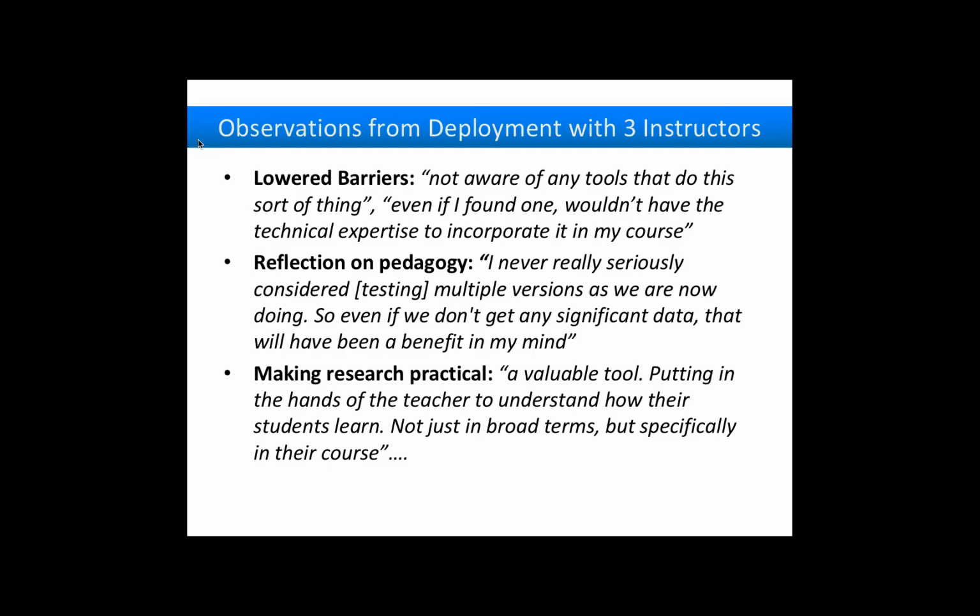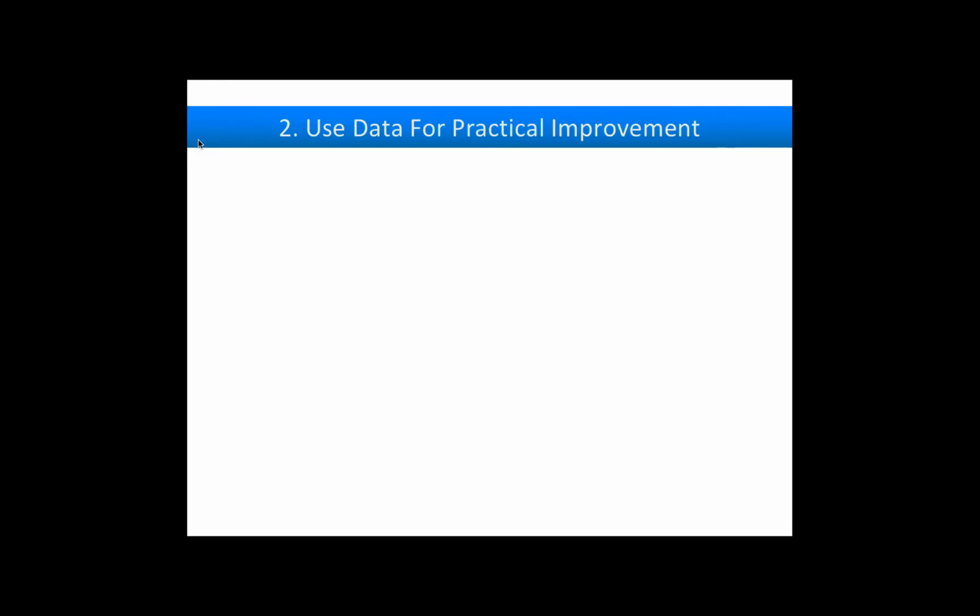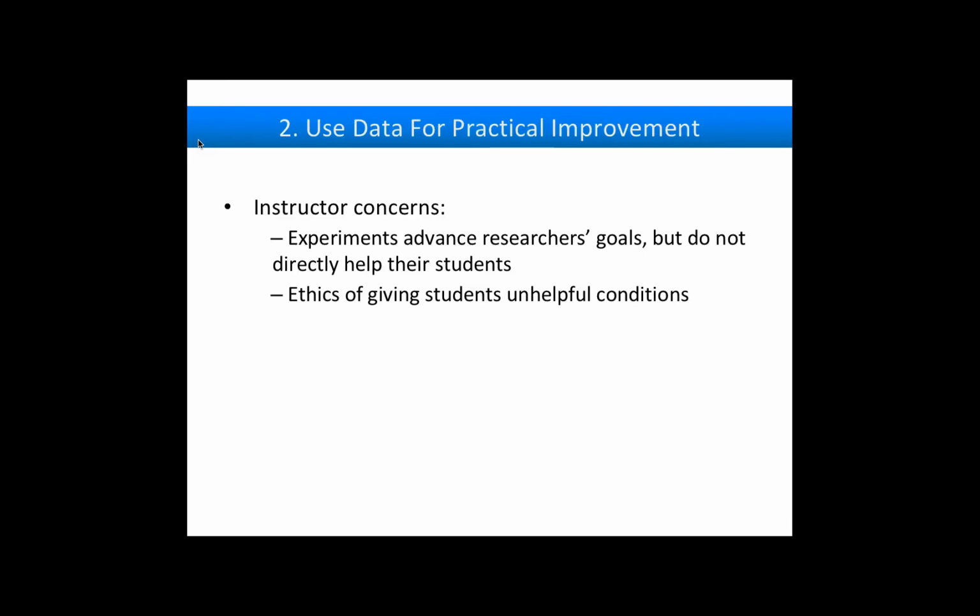So this deployment, this proof of concept, provides some evidence that this can get instructors to run experiments. But what about the second goal of having instructors use data in a practical way? In using data for practical improvement, some of the instructor concerns are, well, experiments often advance researchers' goals. They learn something, they can publish a paper, but how is it helping their students who might be involved in experiments? In particular, instructors are concerned about the ethics of giving students conditions that we might have evidence are unhelpful.